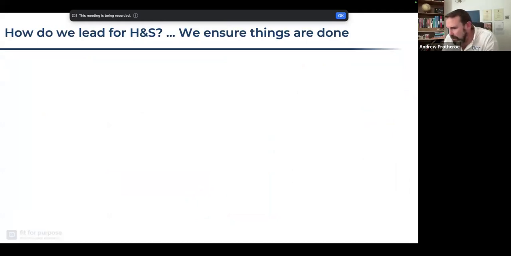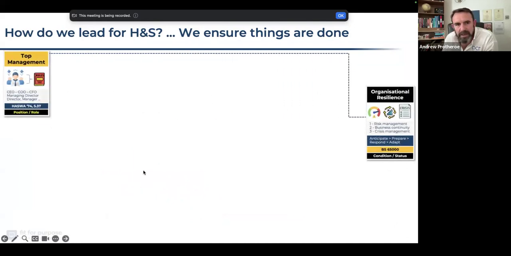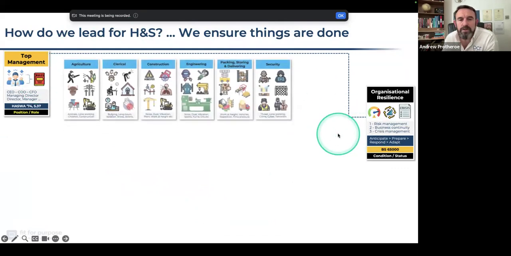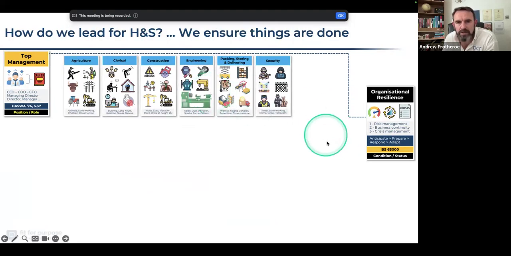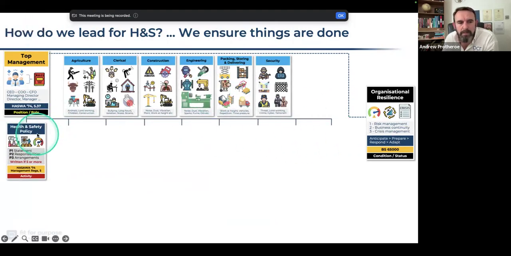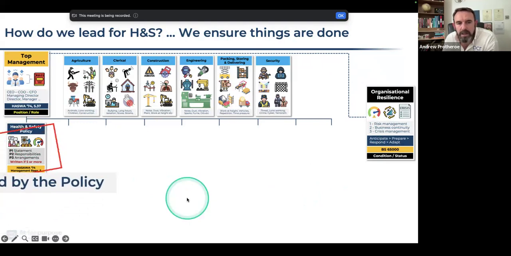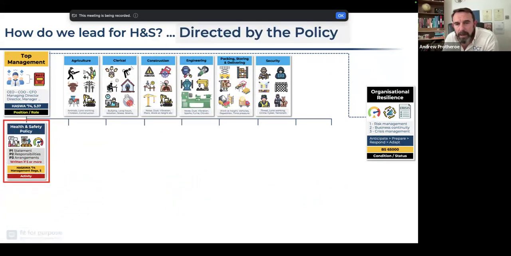Think about this leadership. Think about where we are within our organization. Leadership. How do we lead for health and safety? We've got to ensure things are done. That is it. Top management have to reach organizational resilience, or at least want to reach, no matter what organization or industry you're in. What we want to try and do is remember that health and safety policy. There's a lot of responsibility going on within our organizations. That policy is critical. And we lead by the direction that's within the policy. We're directed by that policy. We've got to go back to it.